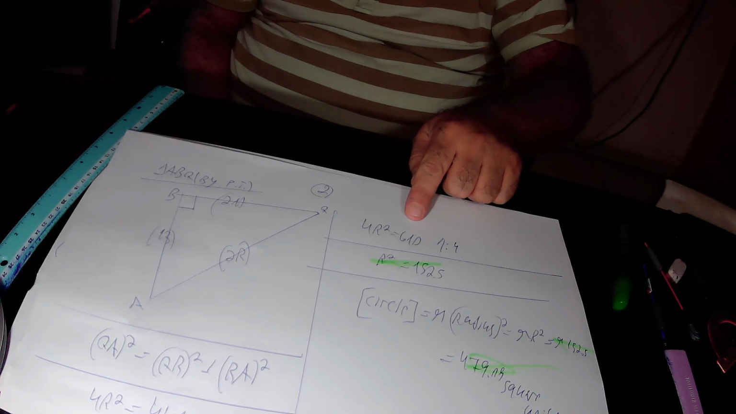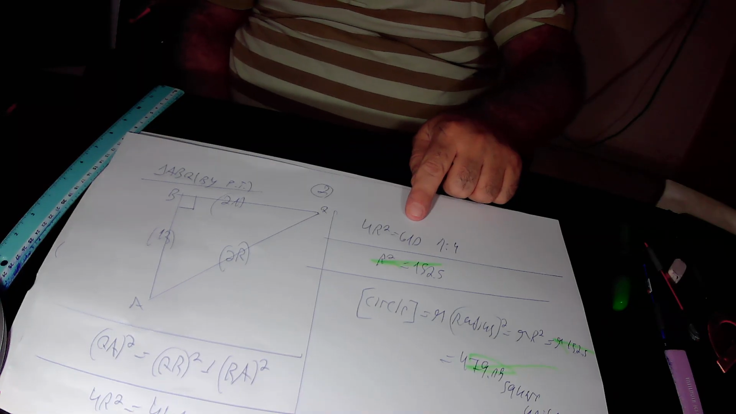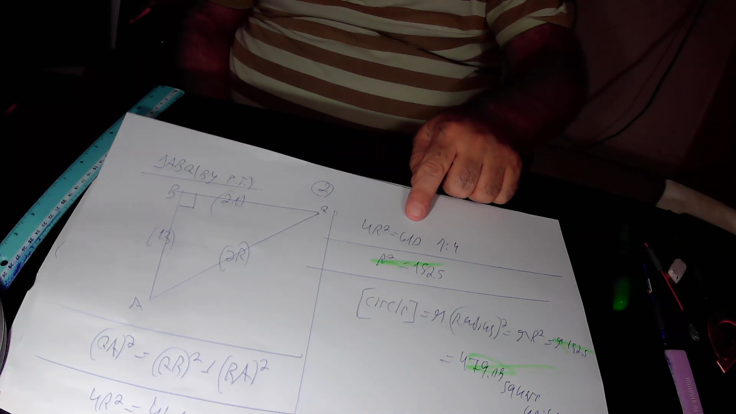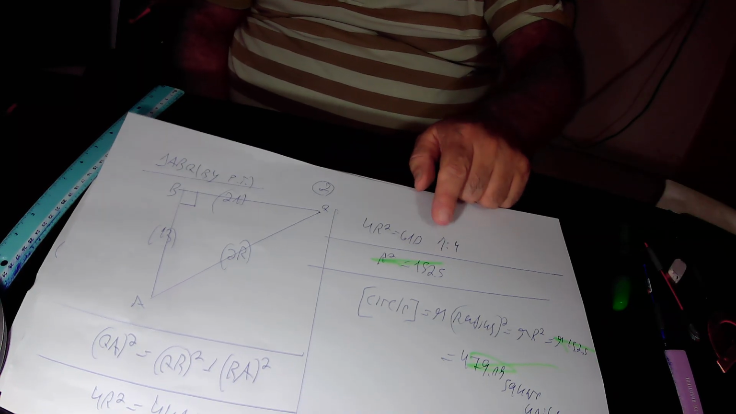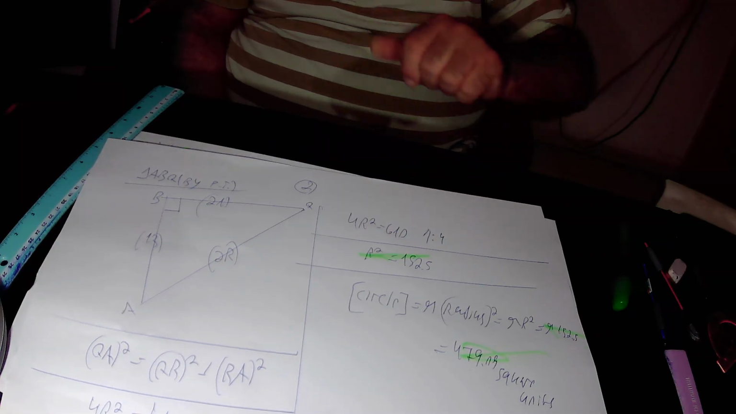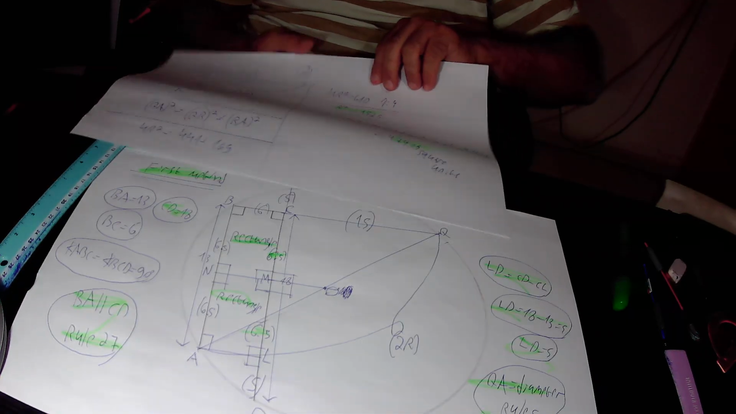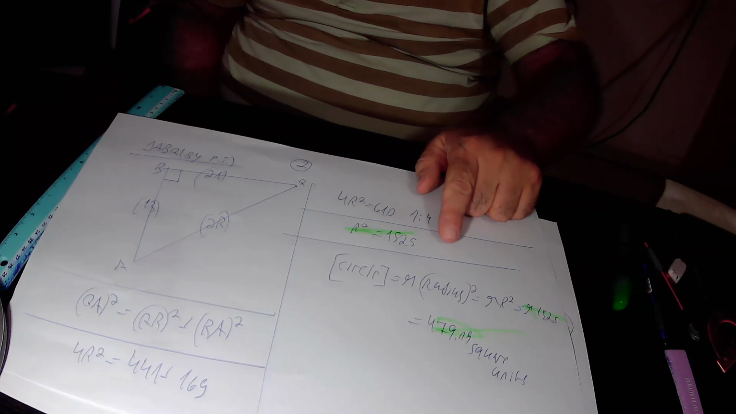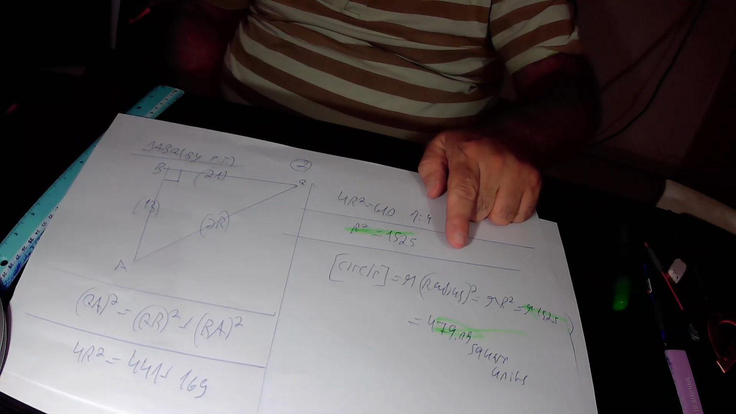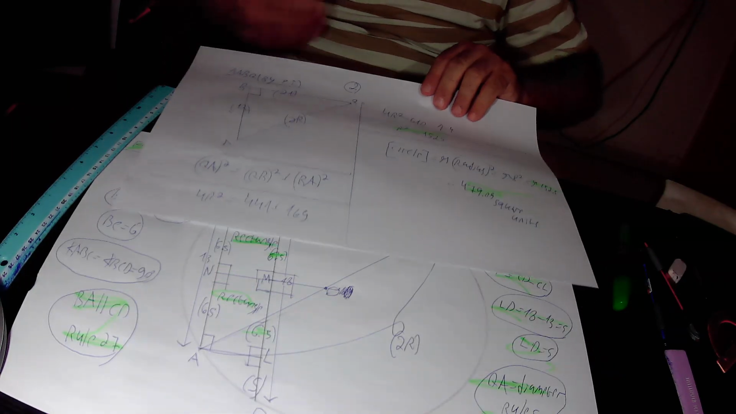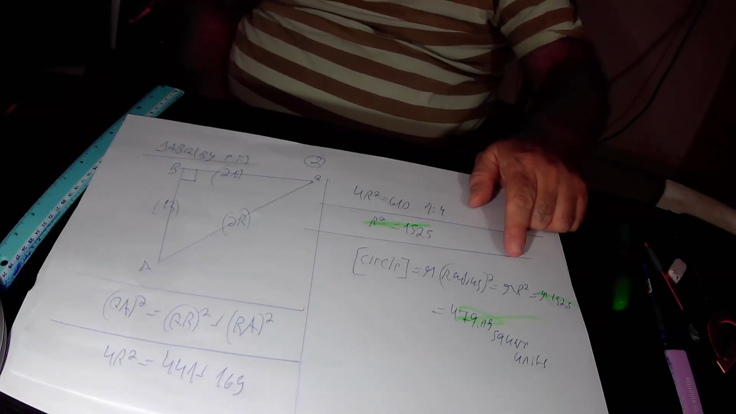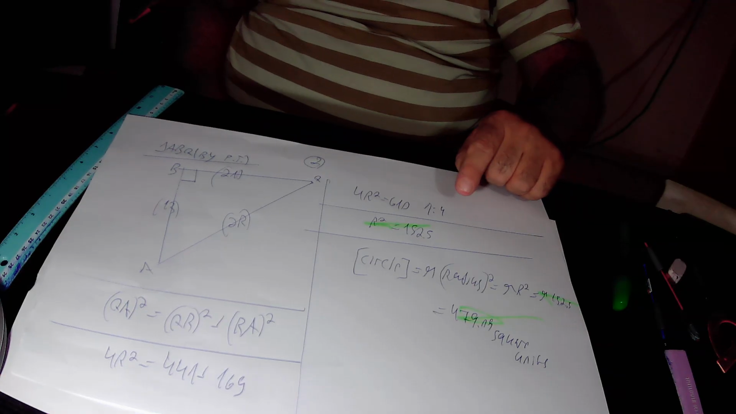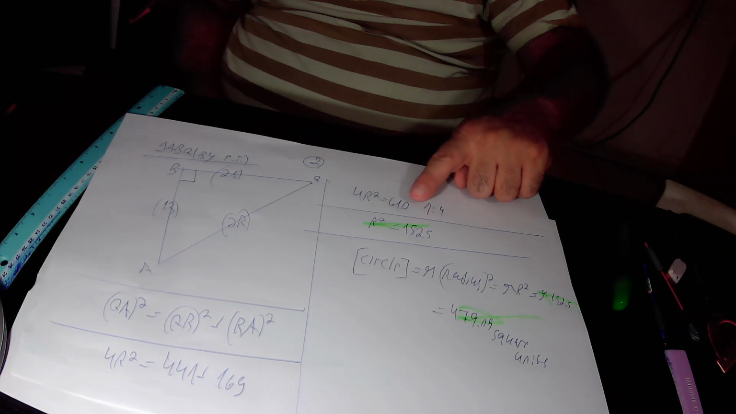Here we divided this equation by 4 and find that r squared equals 610 over 4, which is 152.5. Our task is to find the area of this circle. We know that the area of any circle equals pi times the radius squared, and therefore the area of our circle must be equal to pi times r squared.